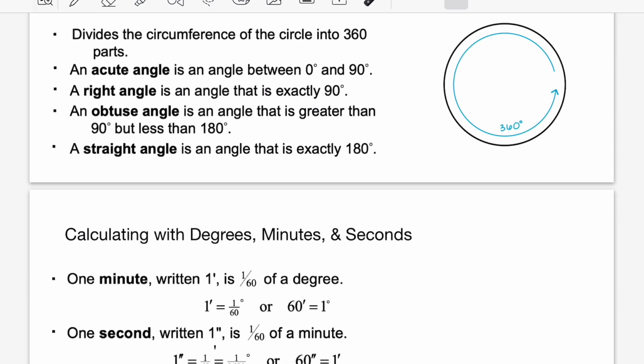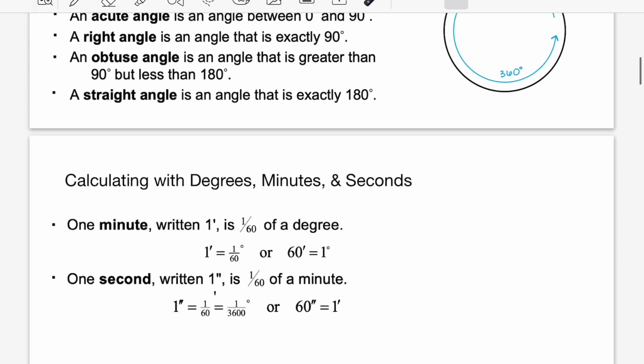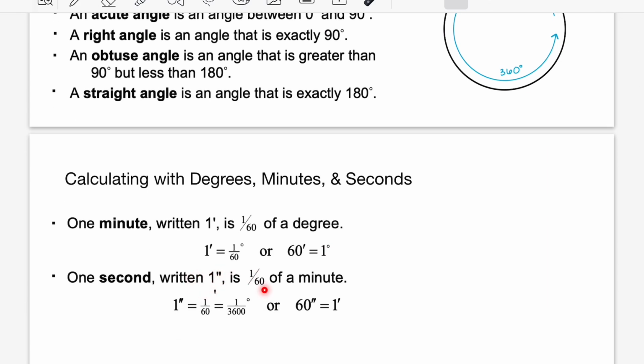Now, we want to calculate with degrees, minutes, and seconds here. 1 minute is written as this here, and it is 1/60th of a degree. So, written like this, we have that 60 minutes is equal to 1 degree. Similarly, 1 second is written as this here, and it's 1/60th of a minute. So this means 1 second is 1/60th of a minute, which is 1 over 3600 degrees, or 60 seconds is equal to 1 minute.